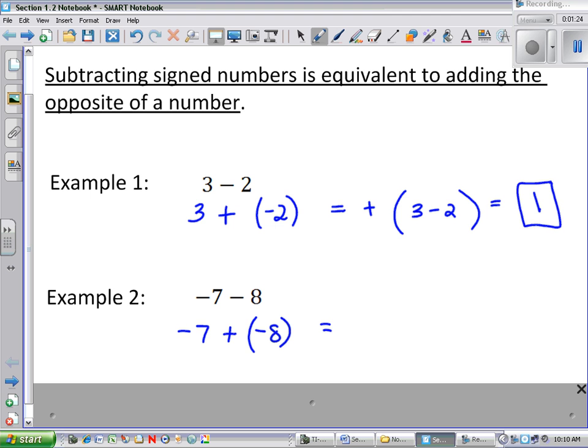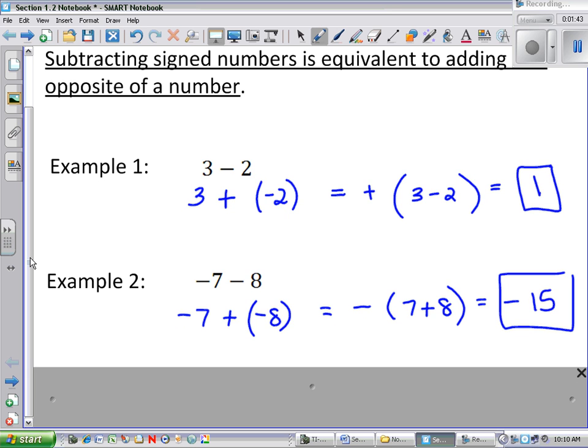The rules for adding two numbers with the same sign, negative 7 and negative 8: we keep the sign, which is negative, and add the numbers, 7 plus 8. Our answer is a negative. 7 plus 8 is 15. Final answer, negative 15. Let's look at a couple more examples.